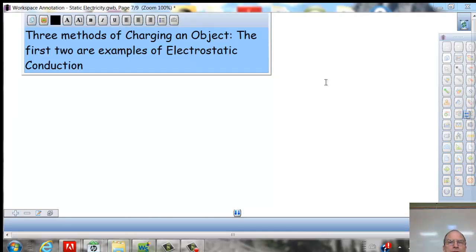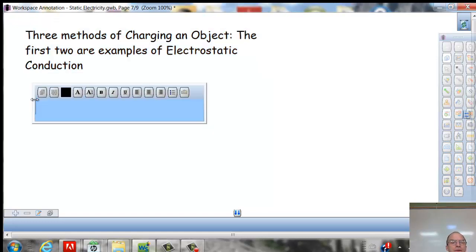There are essentially three methods of charging an object electrostatically. The first two are examples of what's called electrostatic conduction, which is whatever occurs when two objects with different charges on them come into contact. So the first form is charging by contact.